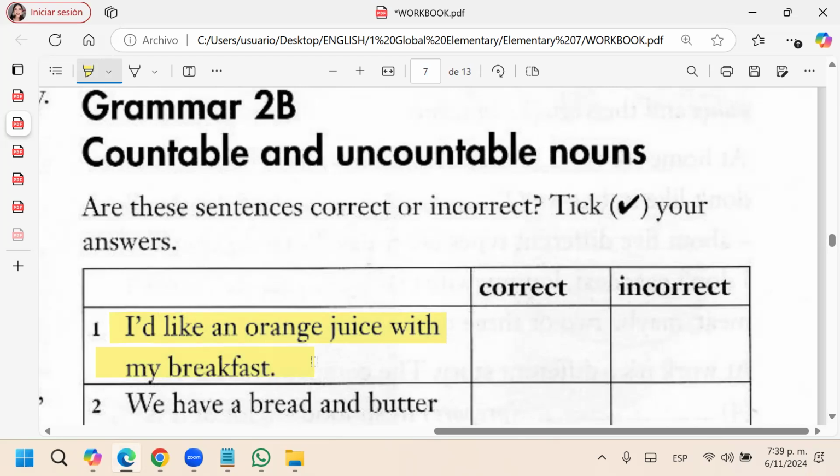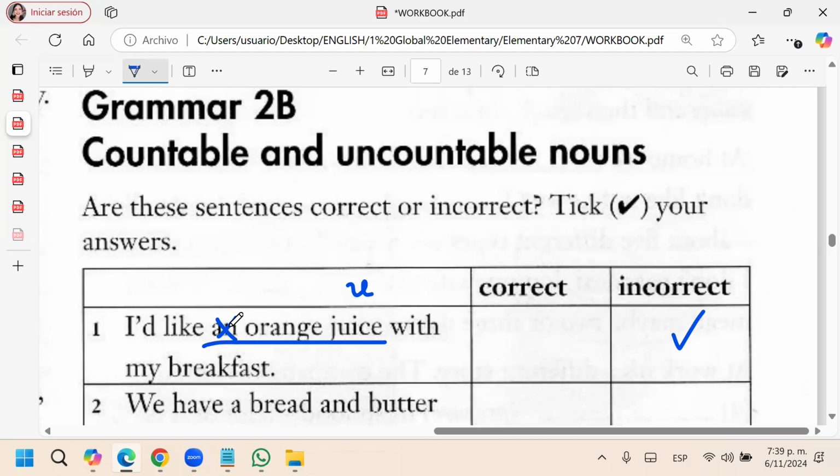Another person? A few orange. Orange. A few. No, an orange juice. Juice is countable or uncountable? A liter. Little orange juice. Juice is countable or uncountable? Uncountable. If it is uncountable, I cannot say an. I cannot say 1, 2, 3, 4. So I would like orange juice. Some orange juice. A glass of orange juice. But no. So this is incorrect because juice is uncountable.